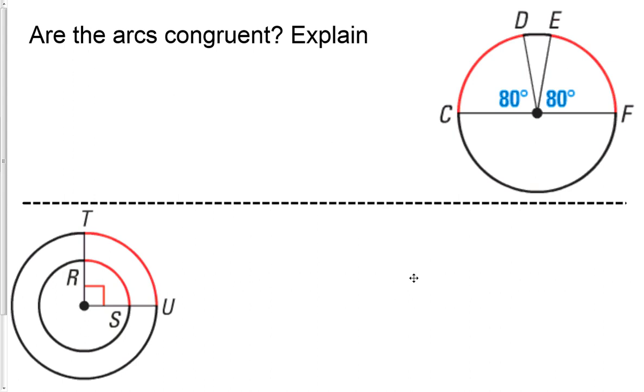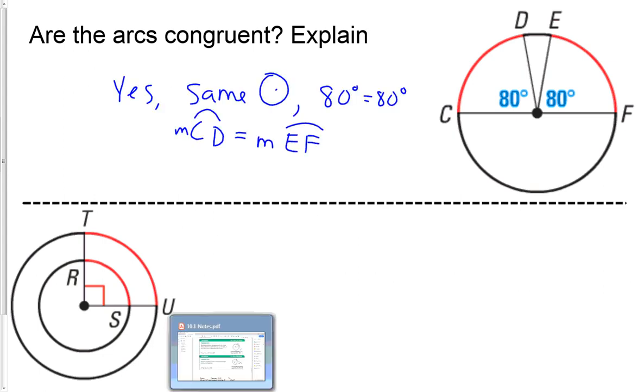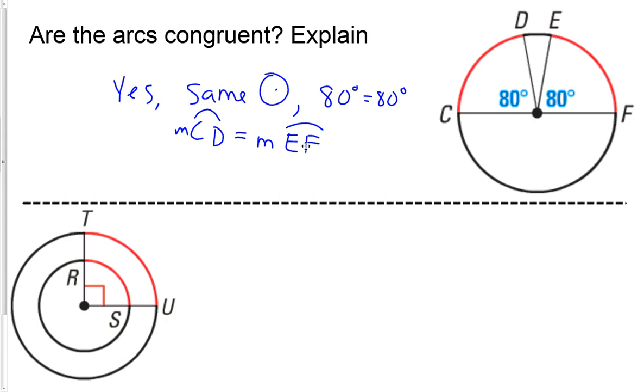Are the arcs congruent? Kind of look at them, make a quick formulation in your mind. Are they congruent circles? Yes, no. Are the numbers equal? And go. 80 equals 80. We're in one circle, so I would say yes, same circle. 80 is 80, so the measure of arc CD equals the measure of arc EF.